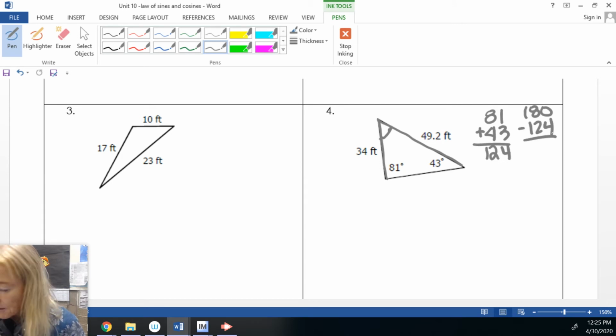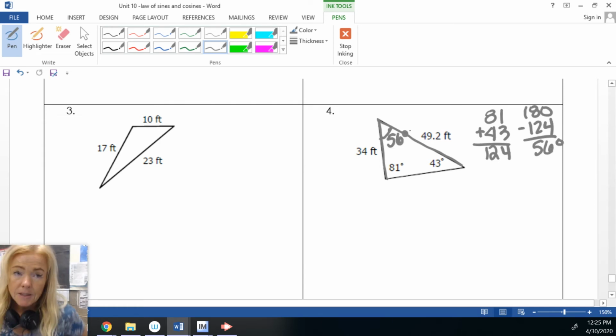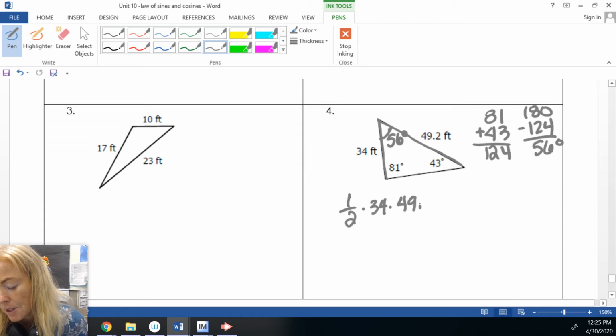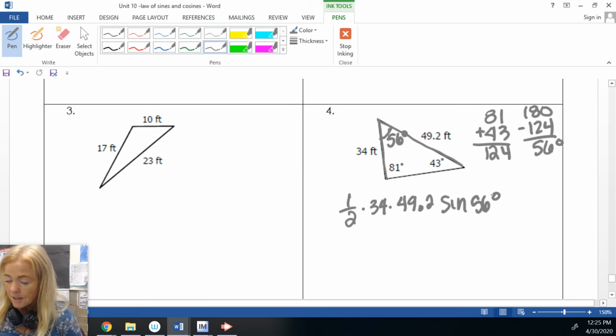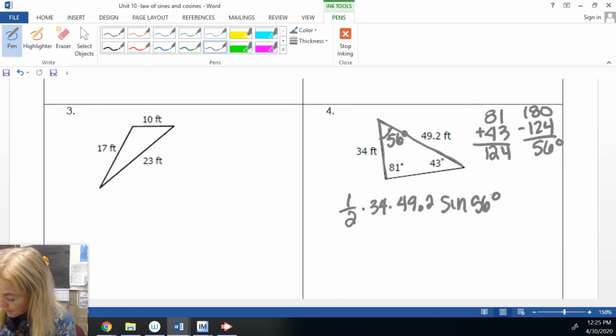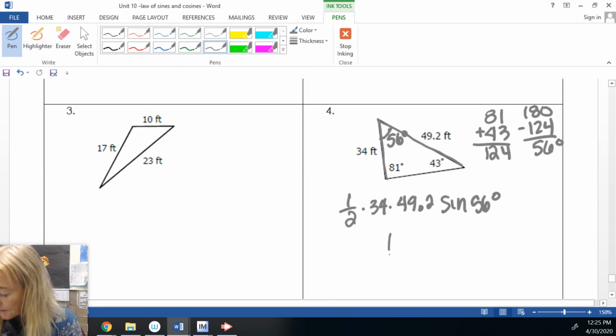And that is going to be 56 degrees. So our angle is 56. And once we have the side-angle-side, we're good to go. We can just set up 1/2 times the side, 34, times the other side, 49.2, times the sine of the angle between them, 56 degrees. Plug that in the calculator: 0.5 times 34 times 49.2 sine 56. I always check to make sure I put that in correctly. I believe I did. So this has an area of 693.4 square feet.